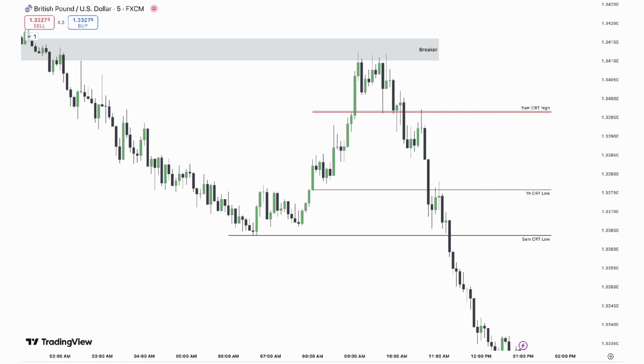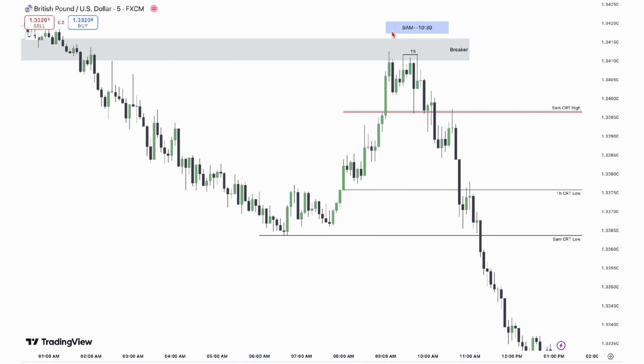So let's hop on to the 5-minute chart. We already marked our 5 AM CRT high-low as well as 1 hour CRT high-low with red lines. Now let's move on to our next confirmation, which is the time purged, and here you can see the purge occur at the exact time window, 9 AM to 10:30 AM. Once again, remember, if the purge is outside the time window, then there is no trade.